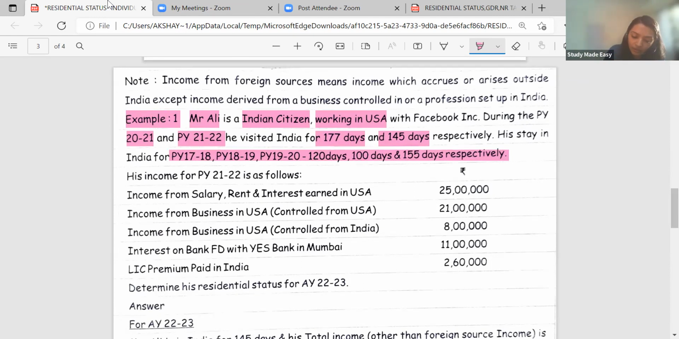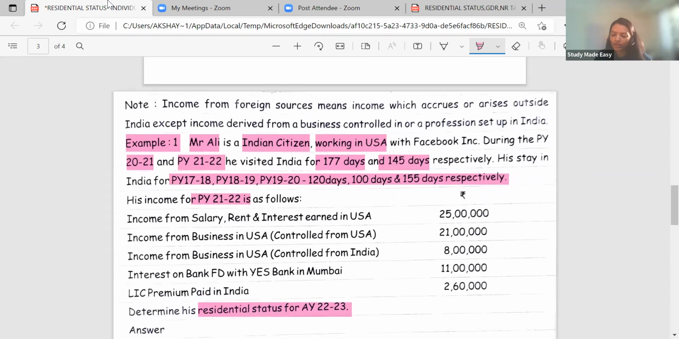His income from previous year 21-22 is following, and you have to determine the residential status for 22-23. Could you determine his status?